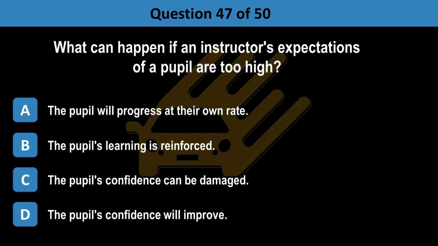What can happen if an instructor's expectations of a pupil are too high? A. The pupil will progress at their own rate. B. The pupil's learning is reinforced. C. The pupil's confidence can be damaged. D. The pupil's confidence will improve. The correct answer is C. The pupil's confidence can be damaged.